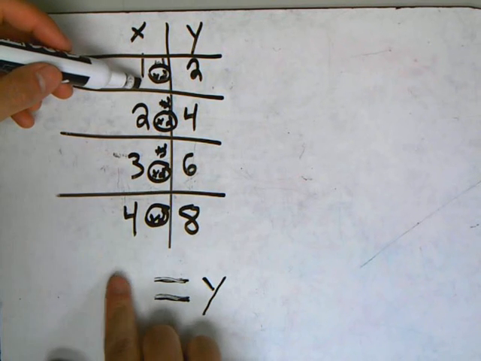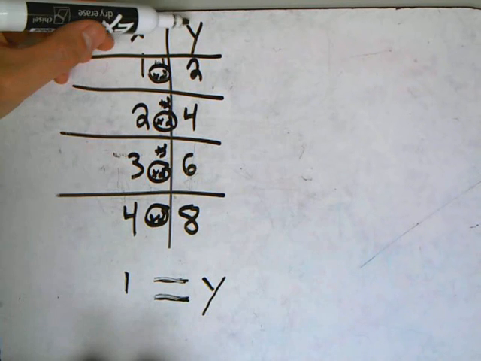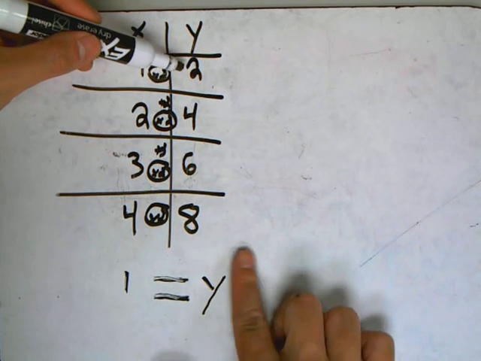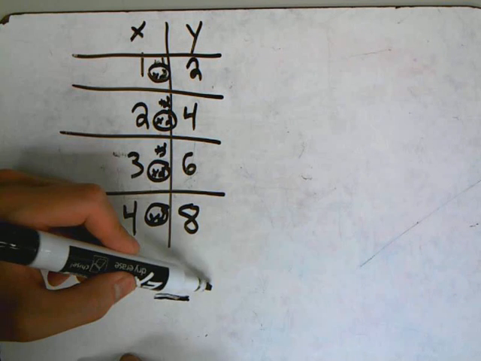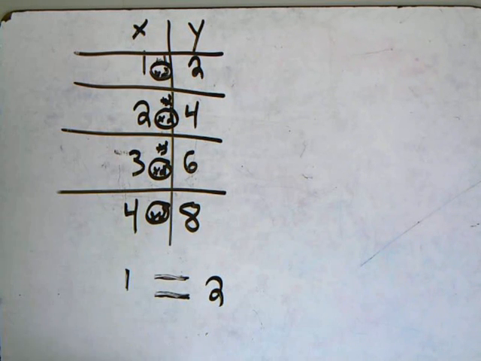I have a 1, so I'm going to erase that x and I'm going to put 1. And then let's look at the first number that I have for y. It's a 2. I'm going to erase that y and I'm going to plug in 2. I know that 1 does not equal 2. That doesn't even make sense. So that cannot be our equation. X equals y cannot be our option.